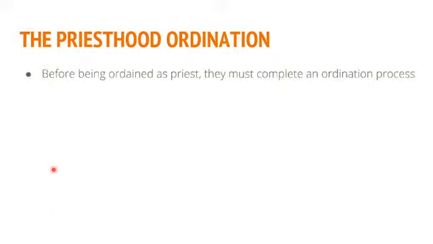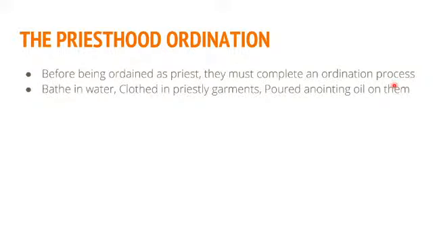Next, we have the ordination of the priests, right? When the priests were ordained for service. So for these things, we can pick up a little faster, right? Not much explanation needed here. So before being ordained as a priest, they had to complete this ordination process, or a little ceremony that they had to go through before they could have functioned as priests. So part of that ceremony is they had to bathe in water. They would be clothed in the priestly garment, and they would pour anointing oil on them.